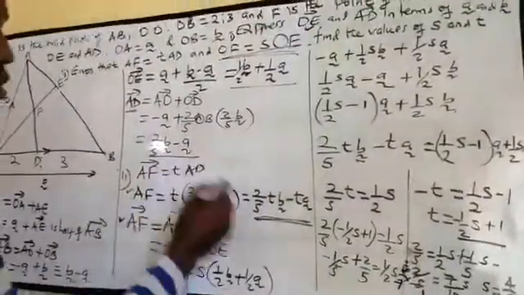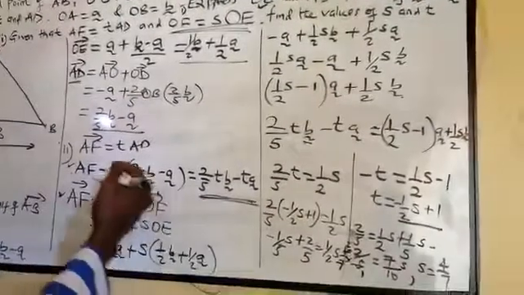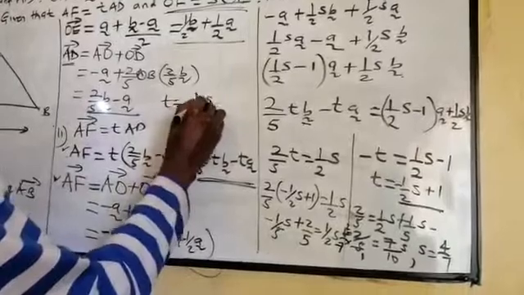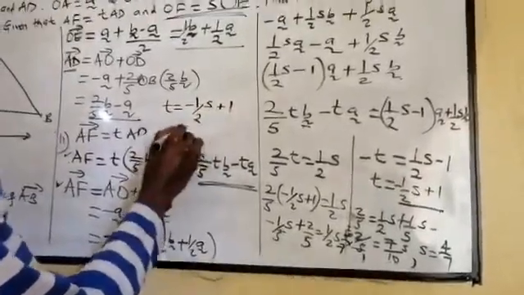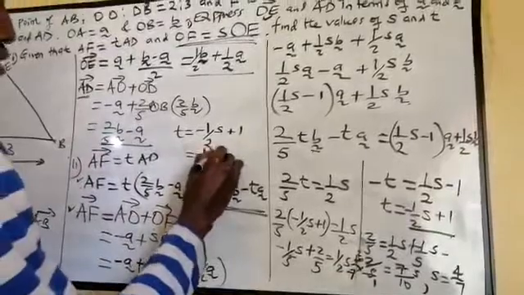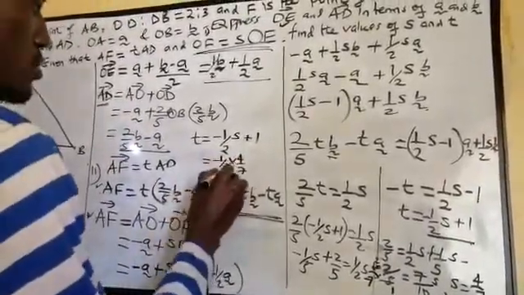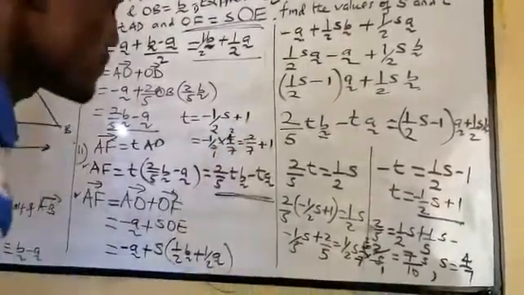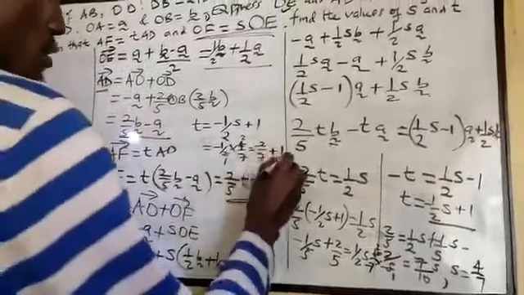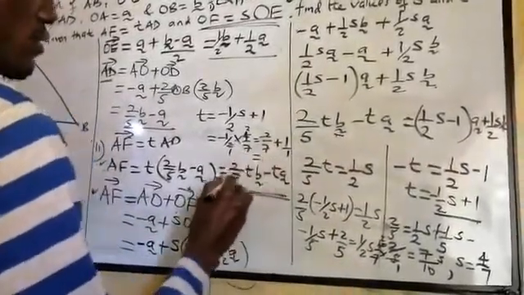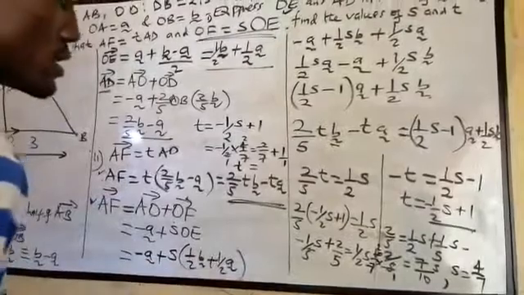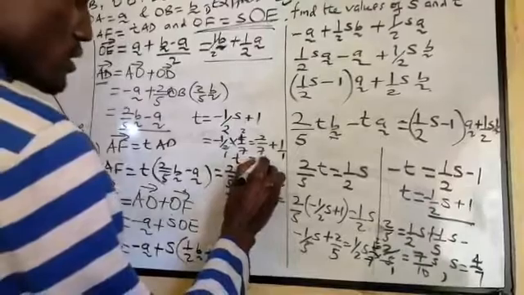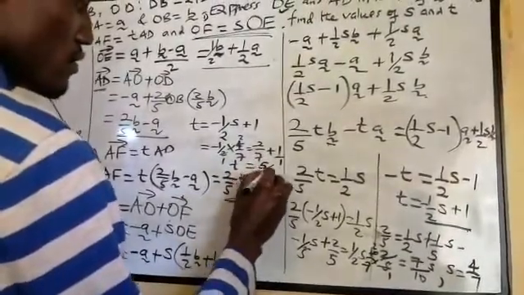Because the blackboard is small, we can get the value of T. Since we now have the value of S, our T was negative a half S plus 1. So negative a half S, and our S is 4 over 7. That will be 2 by 2 here, 2. You will get negative 2 over 7 plus 1. This one will give us the value of T, as the LCM here is now 7. So it will be negative 2 plus 7. It will be 5 over 7.